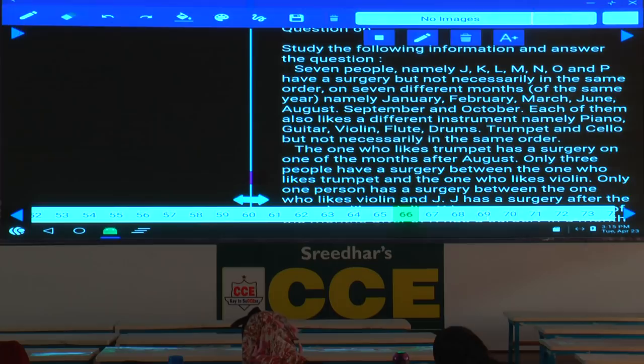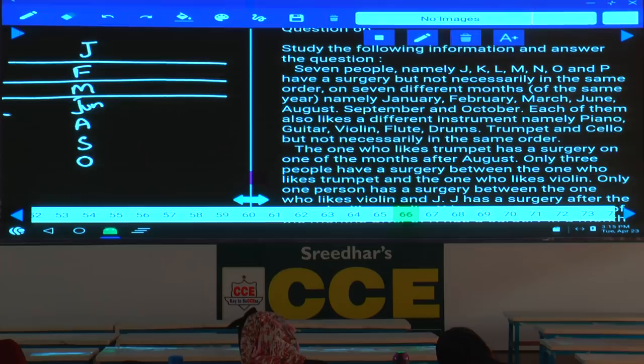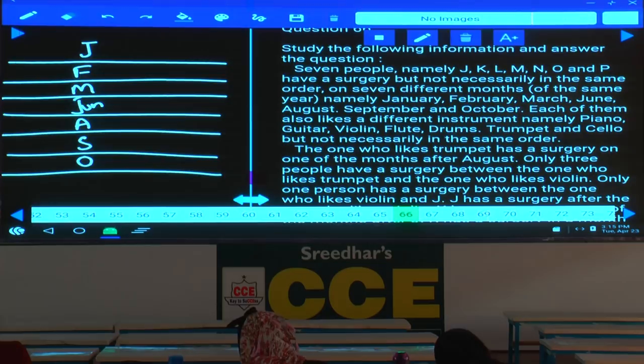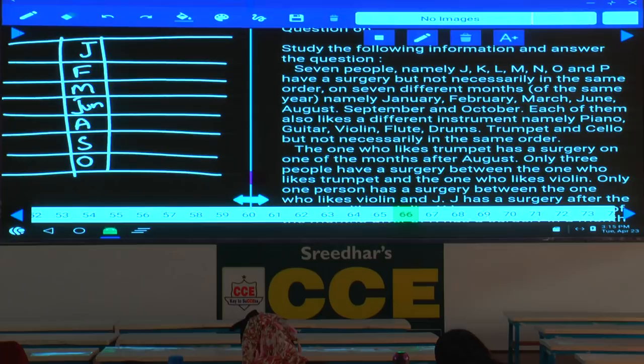Jan. Jan is one. Next one, Feb. Jan, Feb, March. Next one, June, August, September, and October. Hence, in total, how many months? 7 months. Now, in these 7 months, there are seven different persons, and surgeries were planned in seven different months, isn't it? Then, each one of them also likes a different instrument as well.